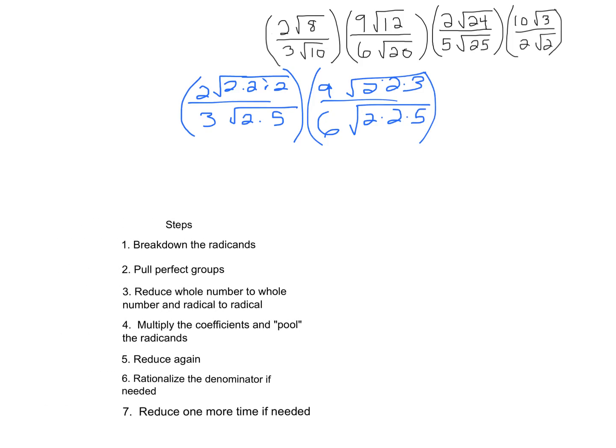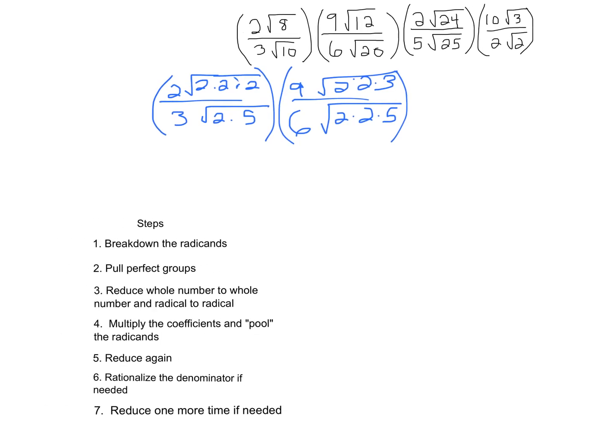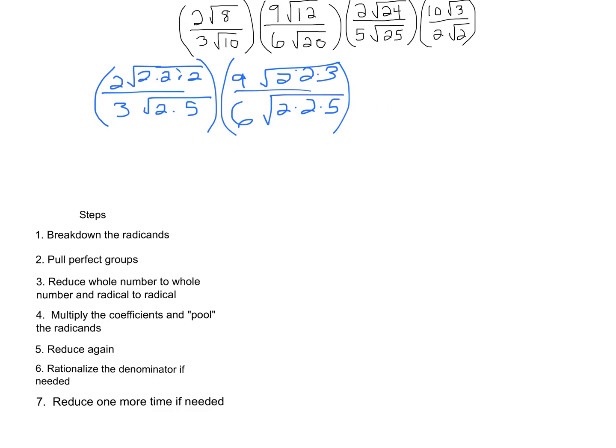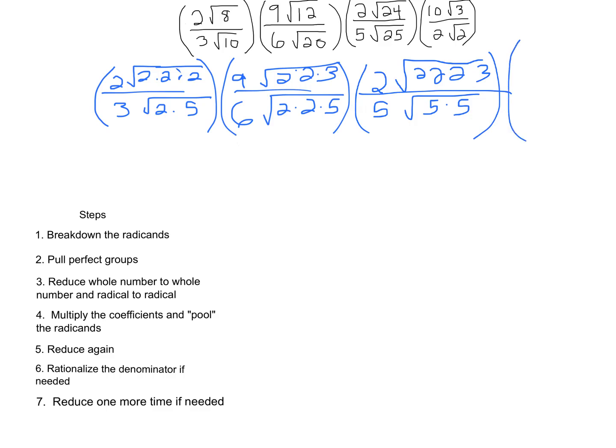I'm going to have to scooch this over a little bit here. Okay. Now 24 is 8 and 3, and I know 8 is 2 2s, or 3 2s and a 3, and 25 is 5 and 5. And then the last one, 10 radical 3, 2 radical 2.